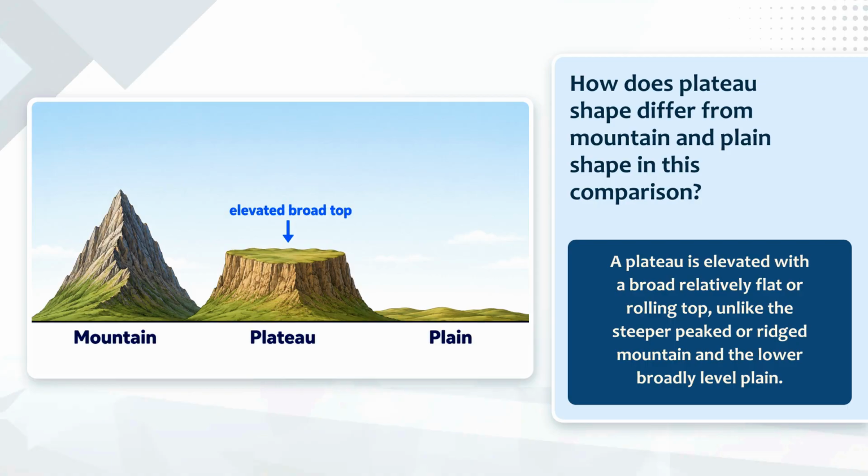How does plateau shape differ from mountain and plain shape in this comparison? The shared criteria make the difference visible. A plateau is elevated with a broad, relatively flat or rolling top, unlike the steeper peaked or ridged mountain and the lower, broadly level plain. The comparison uses elevation and surface shape. Next, we will see why many plateaus are linked with mineral resources.